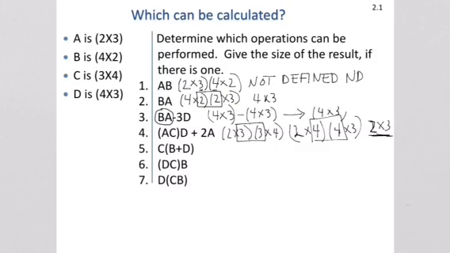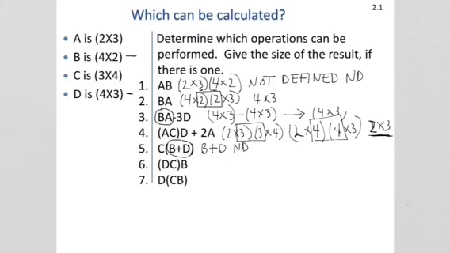Number 5 here, we can see C multiplies the sum of B and D. But if you look at the size of B and D, this operation of addition is not defined because B is size 4 by 2 and D is size 4 by 3. So the component-wise operation of addition is not defined. So addition, B plus D, not defined.